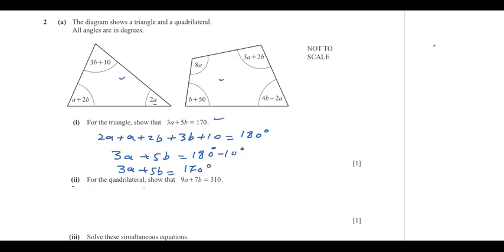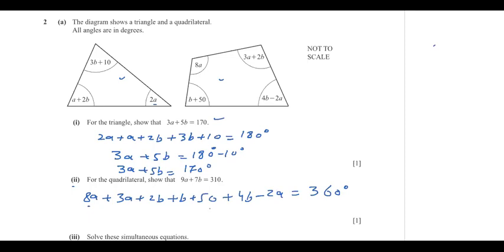The next is for the quadrilateral, show that 9a plus 7b is equal to 310. Now we know that the quadrilateral has four sides, so the sum of interior angles of a quadrilateral is 360 degrees. So I will add all of them and they will make 360 degrees. 8a plus 3a plus 2b plus b plus 50 plus 4b minus 2a, that will be equal to 360 degrees.